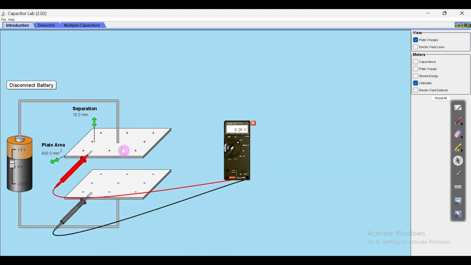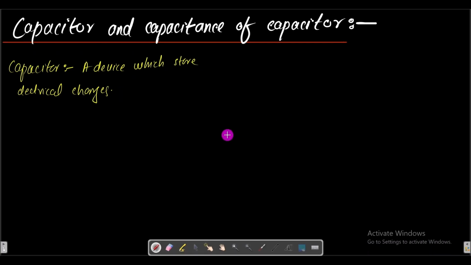The charges will increase if I provide more potential from the battery, due to which this potential will increase. Now this is 0.86 for these charges, and if I increase these charges further, this will increase from 0.8 to 1.5 here.